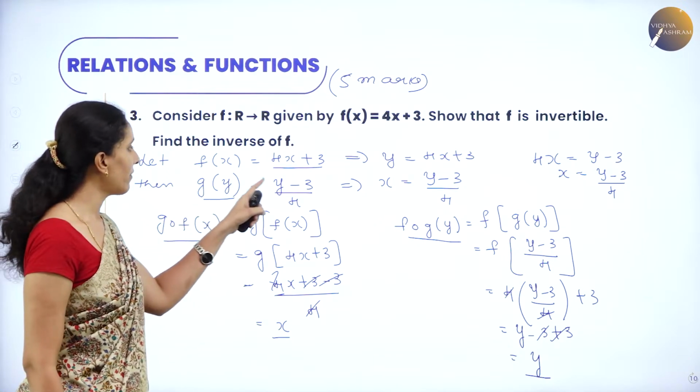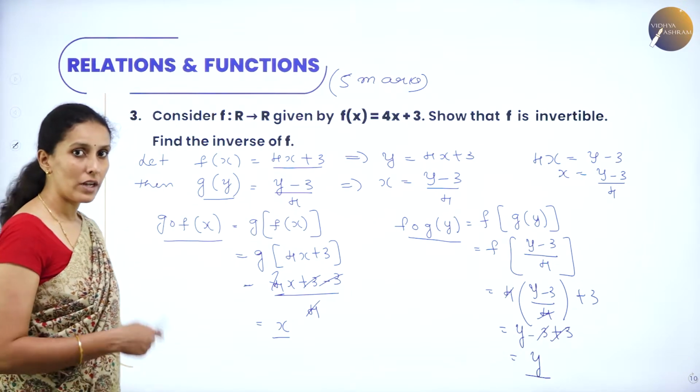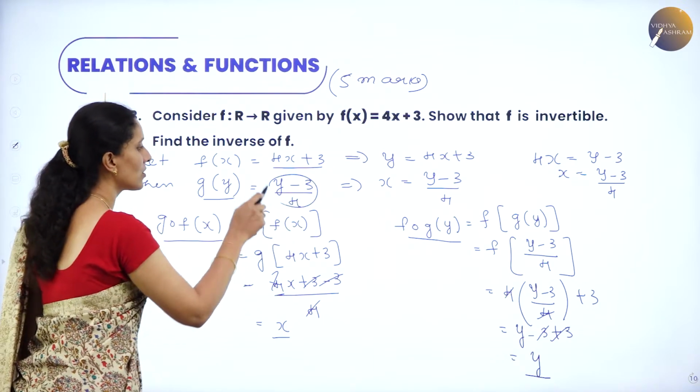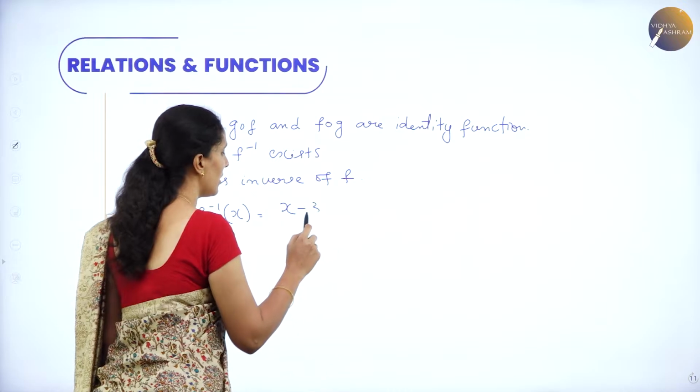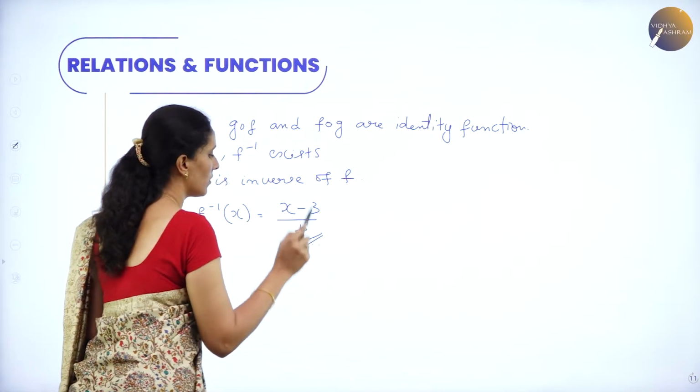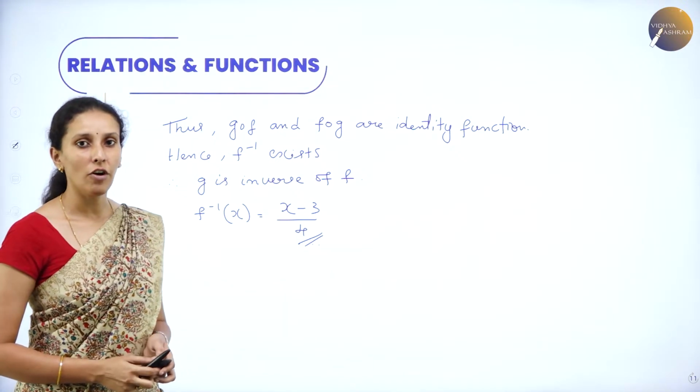How is g defined? (y minus 3) by 4. Just replace this with x. So, therefore, f inverse of x is (x minus 3) by 4. So, this is the inverse of f.